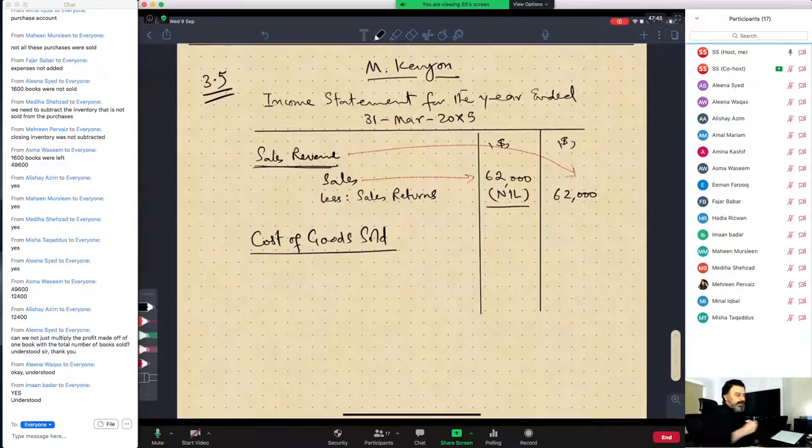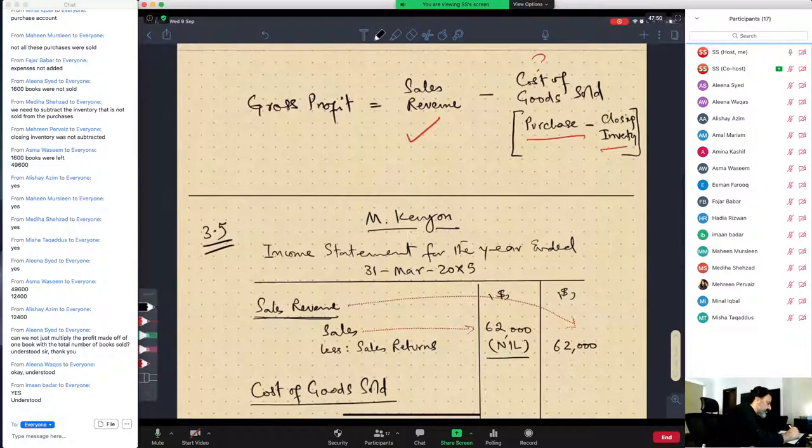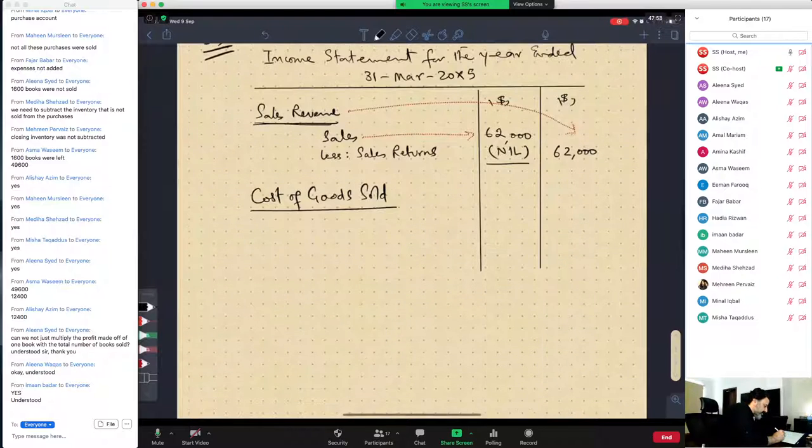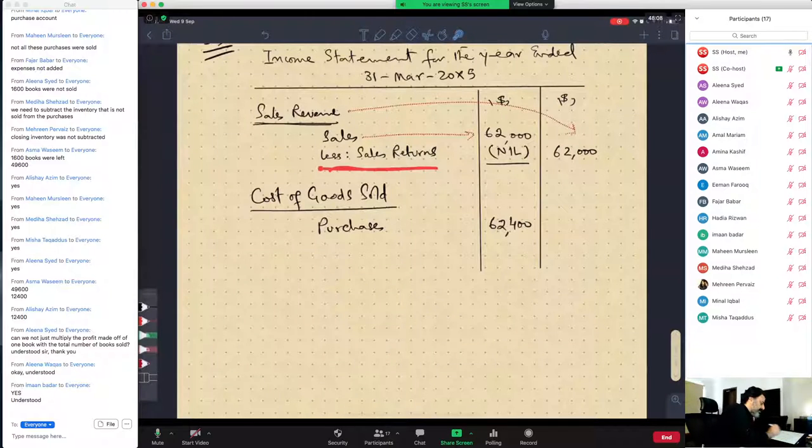And now we are going to mention the elements, how we calculate the cost of goods sold. How do we do this? We need to look for the purchases value, and we need to look for the unsold closing inventory, and that we will subtract. So we start with the purchases, and the purchases account balance is given to us as 62,400, right? And just like sales returns over here, which means certain goods have been returned by our customer, so they do not qualify to be our income, the same way we are going to subtract the returns outwards, or purchases returns, if they exist.